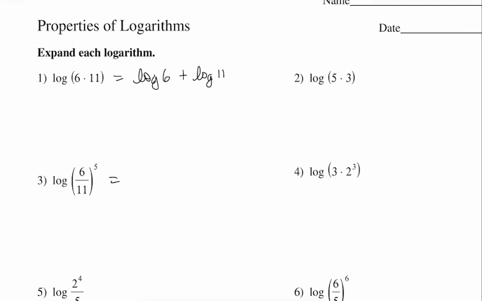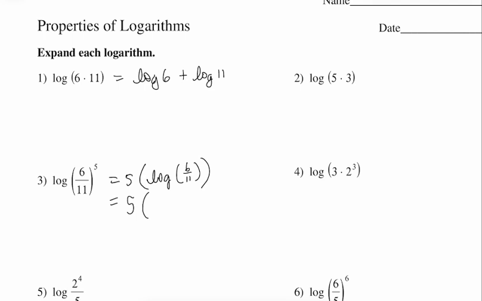For number 3, before we deal with the fraction 6 over 11, the 5 needs to multiply down in front, okay? So let's put the 5 down in front. So it's 5 times the log of the fraction 6 over 11. Now, from now on, let's ignore the 5. Let the 5 continue on, and let's think about what we do about a fraction.